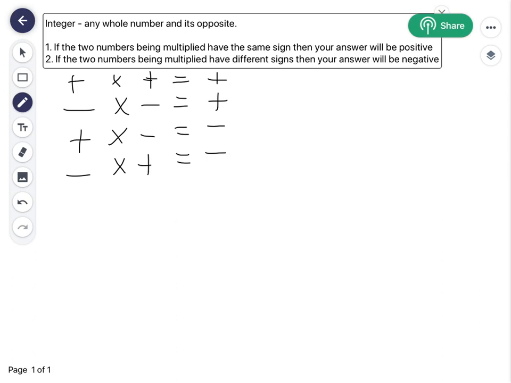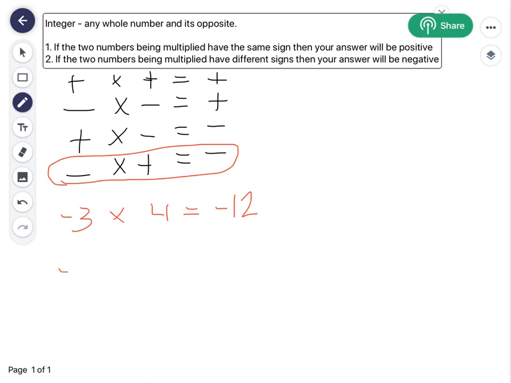If we had -3 times 4, I know my answer is going to be negative because that follows this rule here: a negative times a positive equals a negative. And then I just multiply the numbers. 3 times 4 is 12.